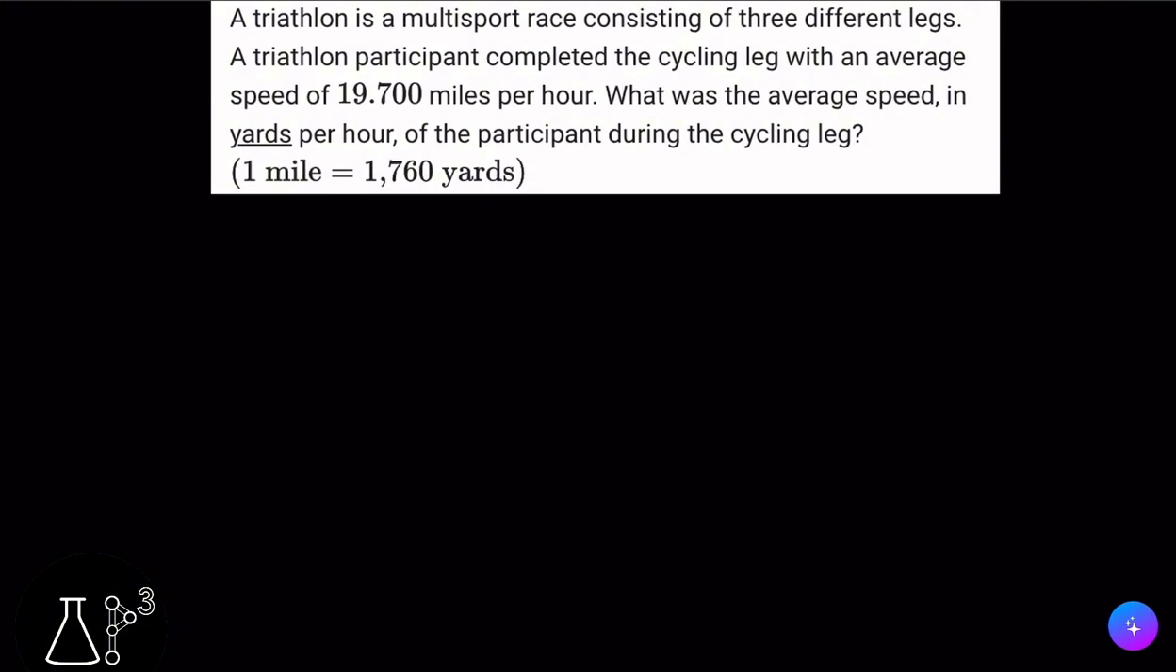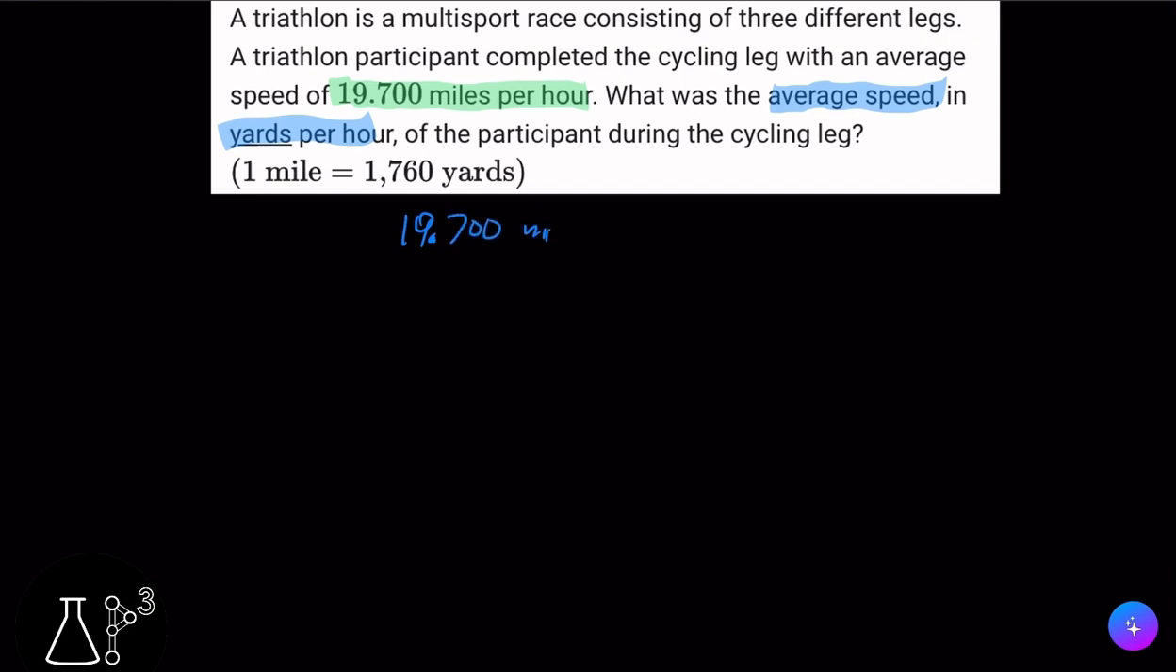A triathlon is a multi-sport race consisting of 3 legs. A triathlon participant cycled the cycling leg with an average speed of 19.7 miles per hour. What is the average speed in yards per hour of the participant during the cycling leg? So the triathlon participant cycled an average of 19.7 miles per hour, and we're looking for the average speed in yards per hour during the cycling leg.